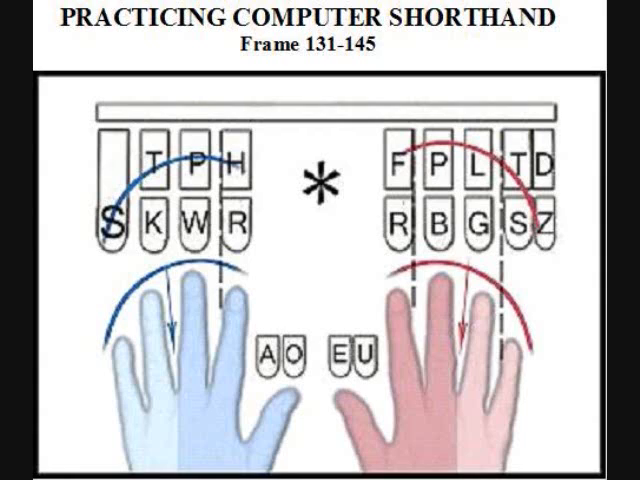Okay, frame 140, final unk. Chunk, clunk, drunk, flunk, gunk, junk, punk, stunk, sunk, trunk.